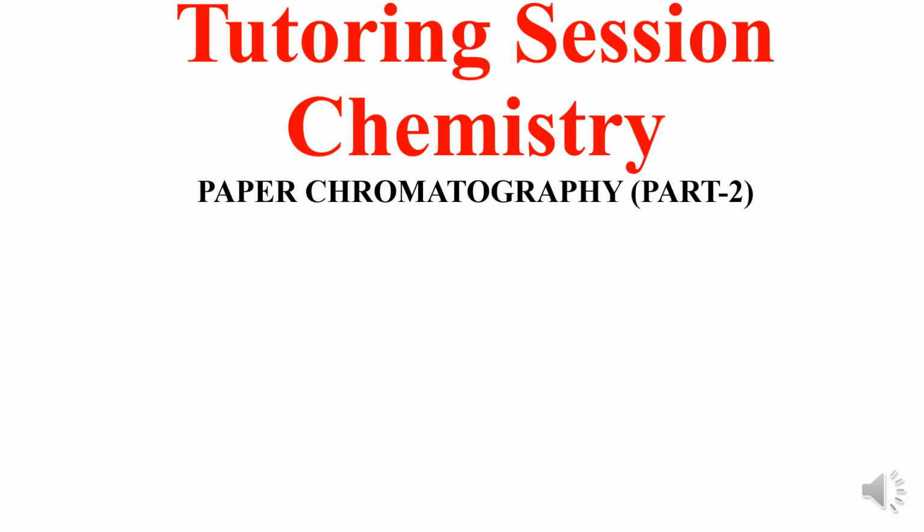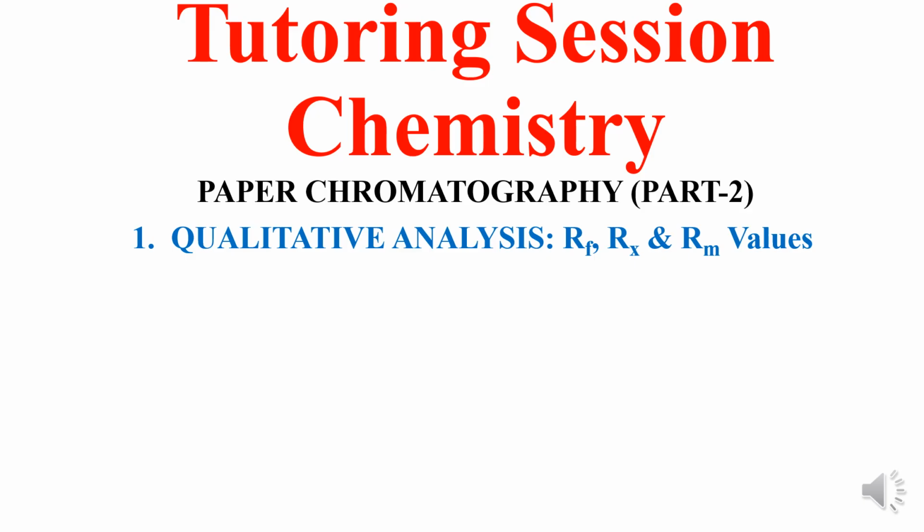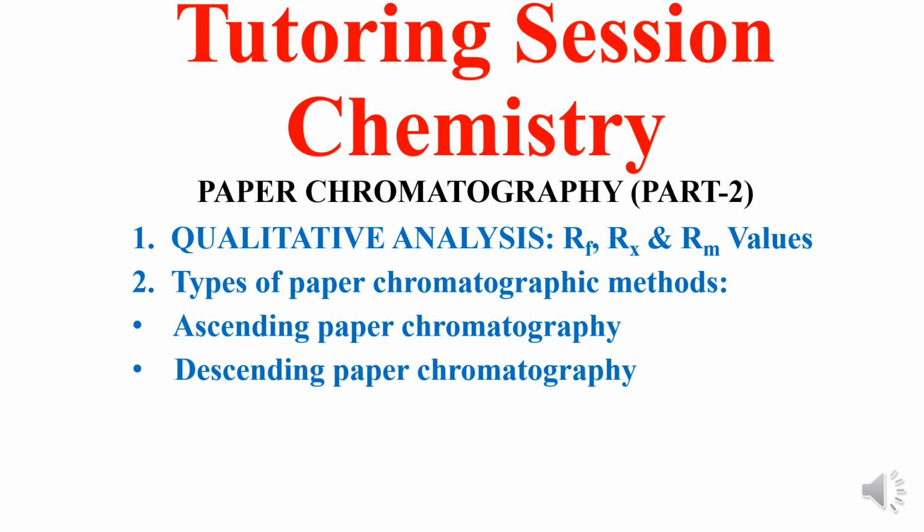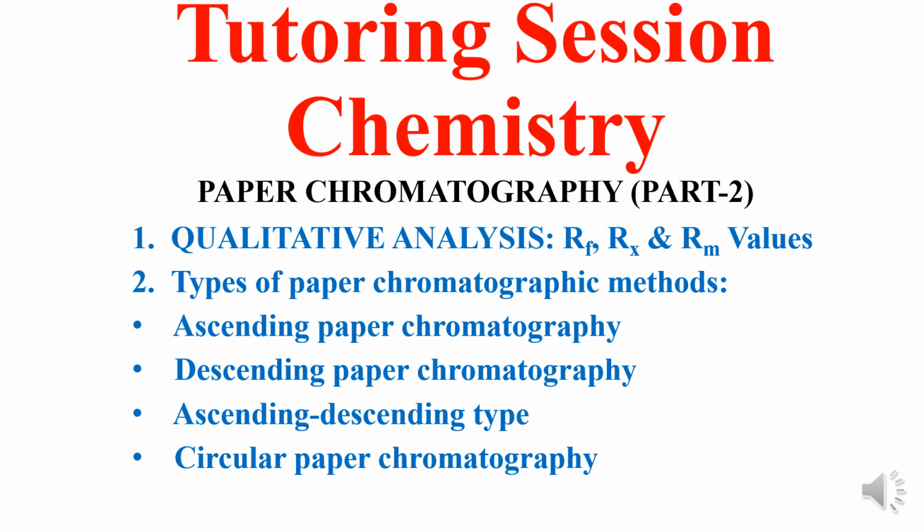The current video is part 2 in the paper chromatographic series. In this video, I'll explain the different parameters used in paper chromatographic method for carrying out the qualitative analysis. They are RF value, RX value and RM values. This will be followed by an explanation about different types of paper chromatographic methods. They are ascending paper chromatographic method, descending paper method, ascending descending type, circular paper chromatography and two-dimensional paper chromatographic method.